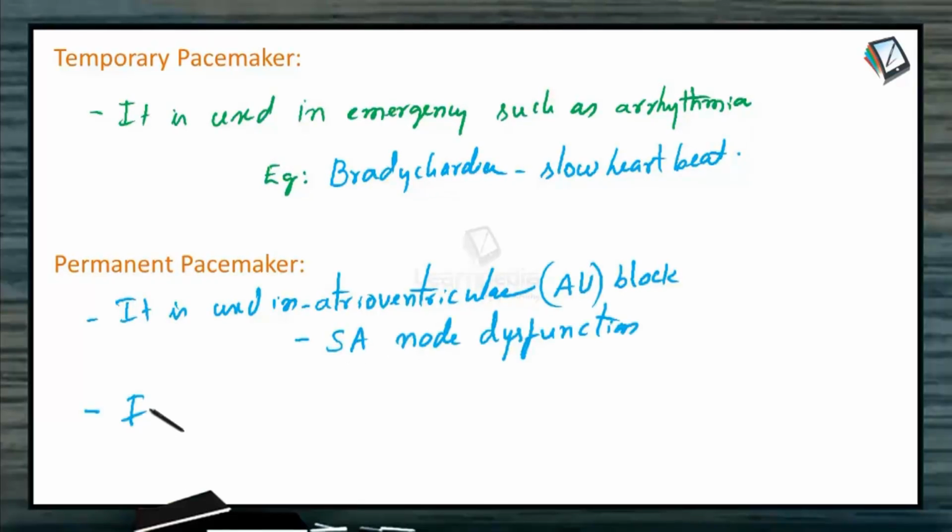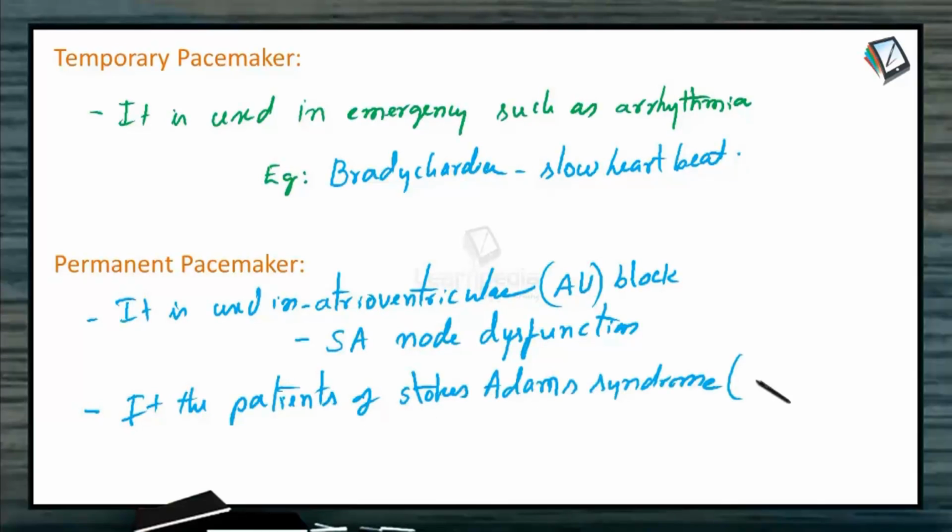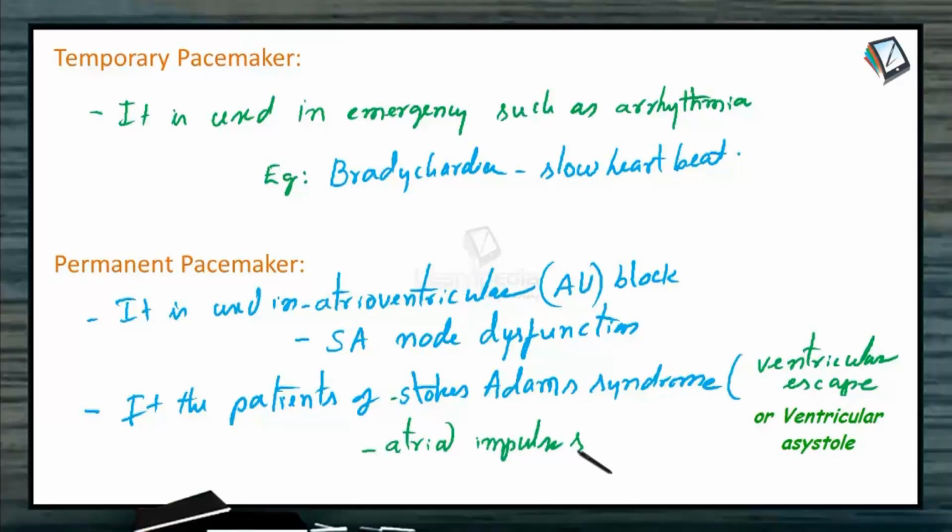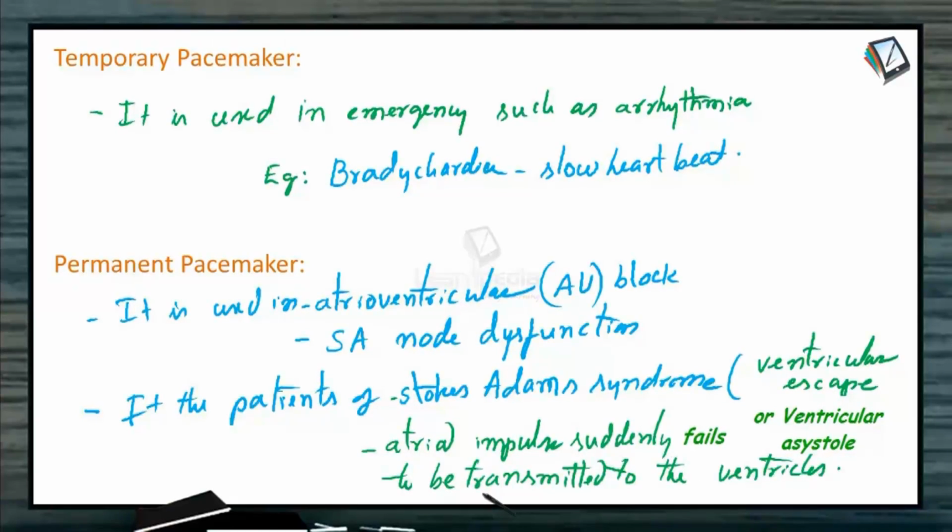In the patients of Stokes-Adams syndrome, where there is a sign of ventricular escape or ventricular asystole, and also it can be used where the atrial impulse suddenly fails to be transmitted to the ventricles. In such patients, the permanent pacemaker is implanted.